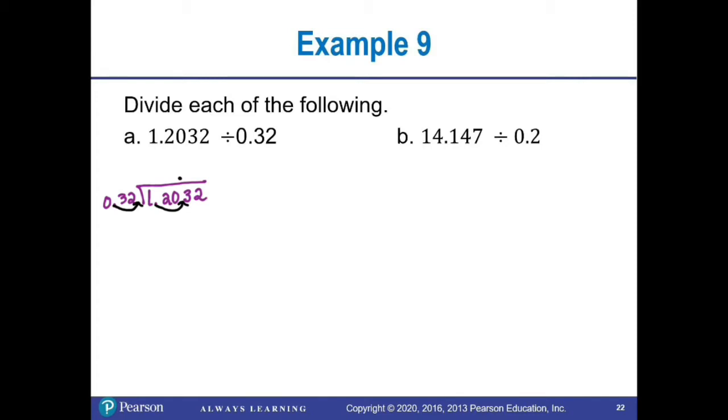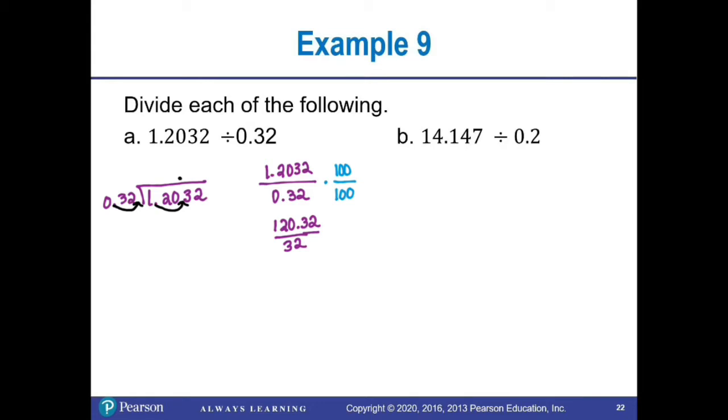If I write my division as a fraction, I would have 1.2032 over 0.32. In the denominator, we have 32 hundredths. So I'll multiply the denominator by 100 so that I have a whole number, 32, in the denominator. If I multiply the denominator of a fraction by 100, I also have to multiply the numerator of the fraction by 100. 1.2032 times 100 is 120.32.